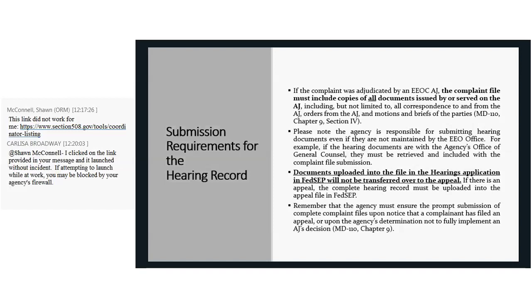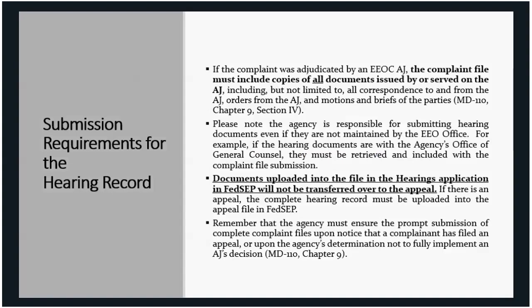So let's go over what this means, because there's been confusion regarding the agency's responsibility to submit the complete hearing record. In some instances, the agency does not believe it's their responsibility to provide the complainant's submissions during a hearing, or they don't believe a document was important enough to include in the file. MD 110 makes it clear. The complaint file must include copies of all, and all documents issued by or served on the AJ. This includes documents from the complainant.